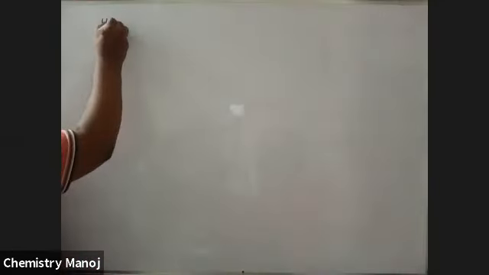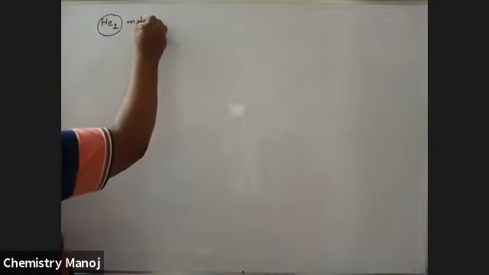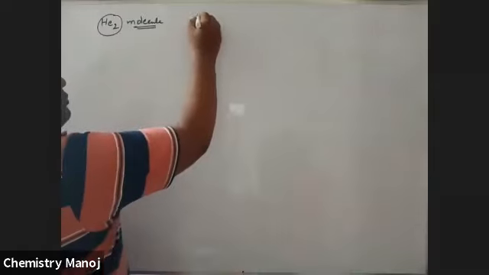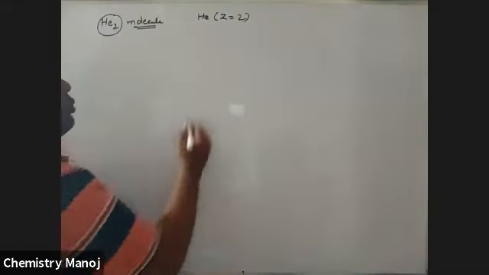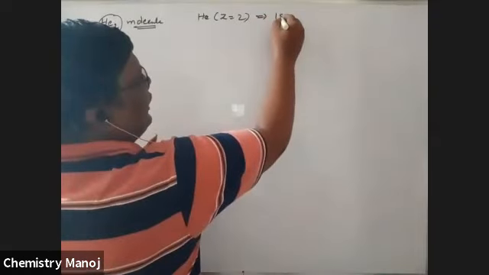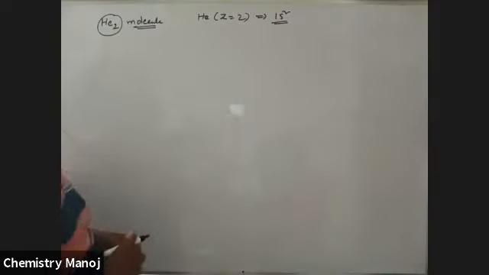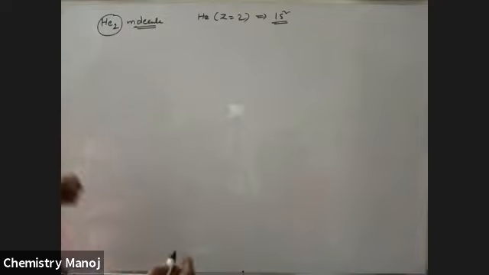So I am trying to draw the He2 molecule. He2 molecule means helium plus helium. Helium atomic number Z is equal to 2, so 1s2 is the electronic configuration. Okay, I am trying here.